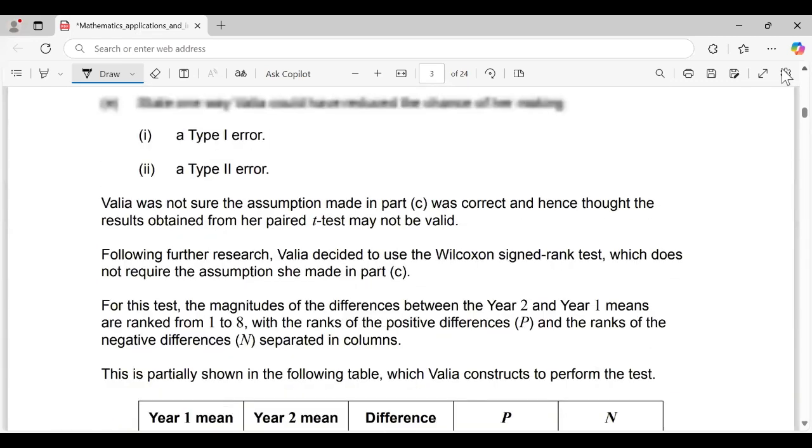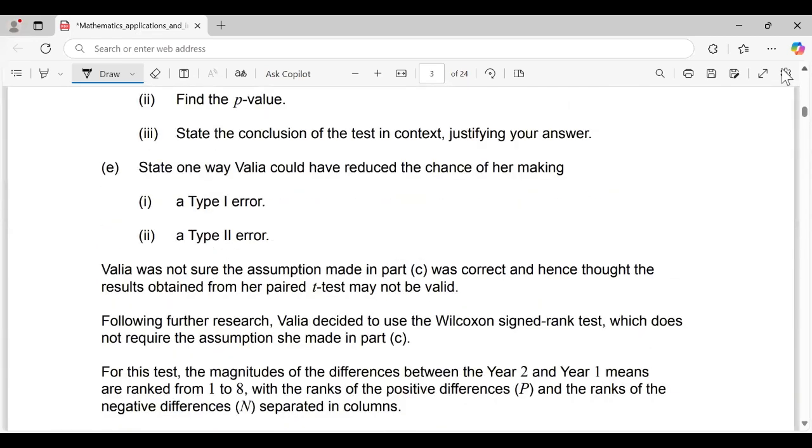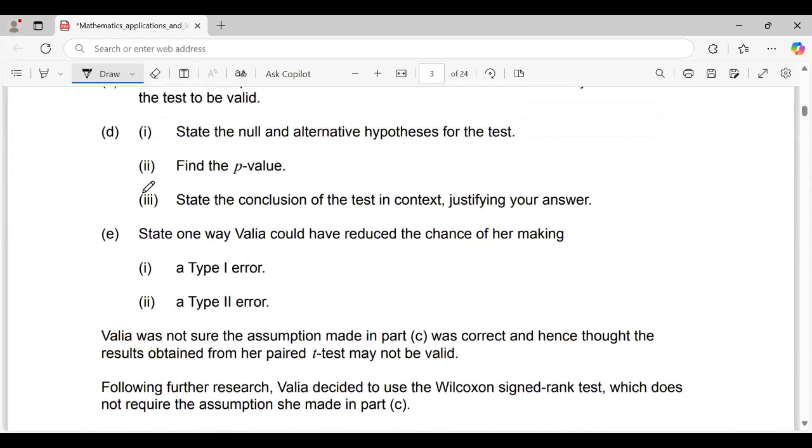And next, please state the conclusions of the test in context, justifying your answer.